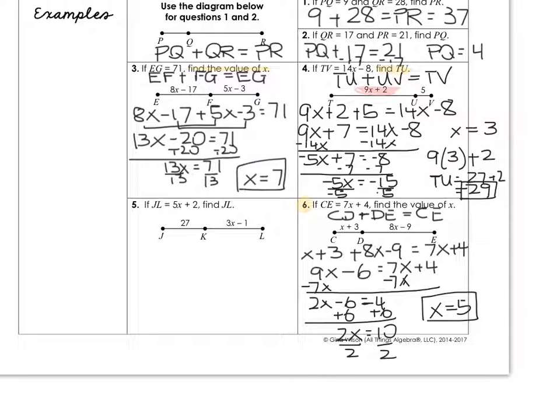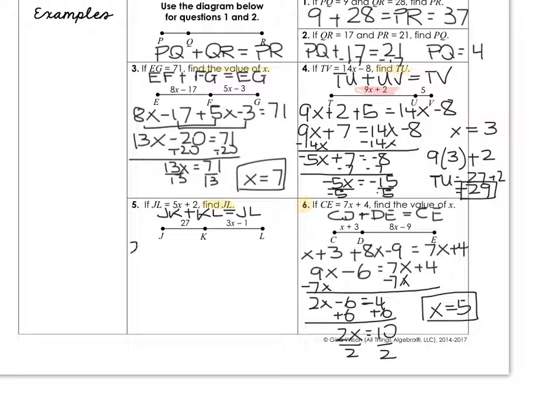Okay, number 5 is the same type of problem. Again, I'm trying to find an actual length. So I need to find x first, then substitute in. So what is my segment addition? It's JK plus KL equals JL.